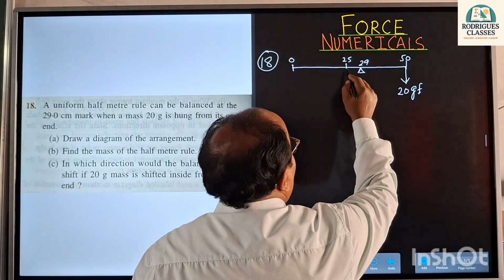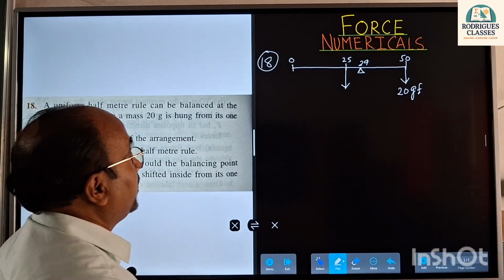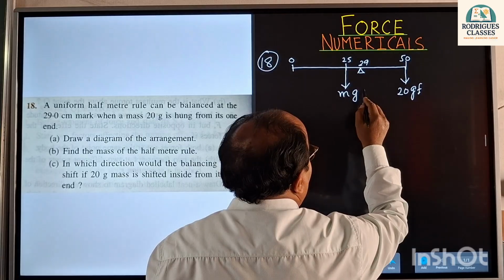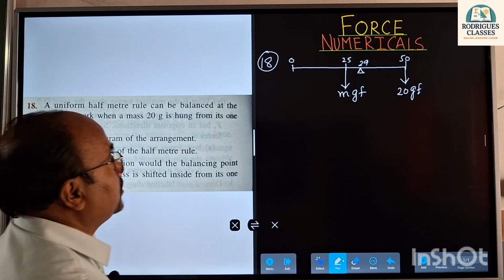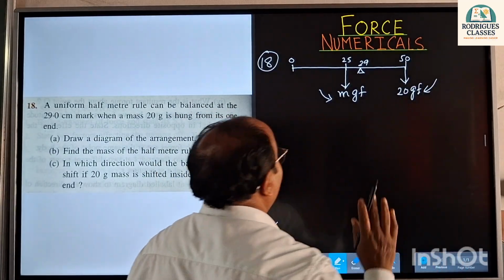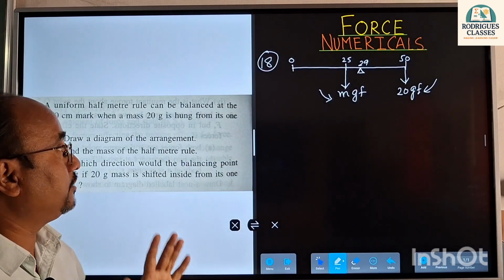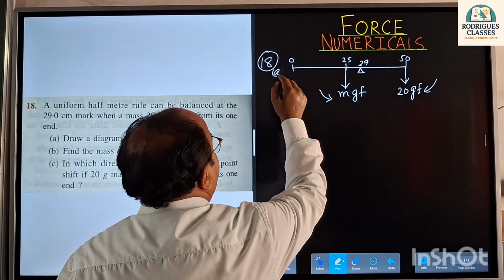Now we have to find the mass of the rule. So for the half meter rule, I am taking the mass as m gram, so in weight it becomes m GF. This will be turning it anti-clockwise, and this will be turning it clockwise. So the diagram part, everything is shown here. This is my A part solved.